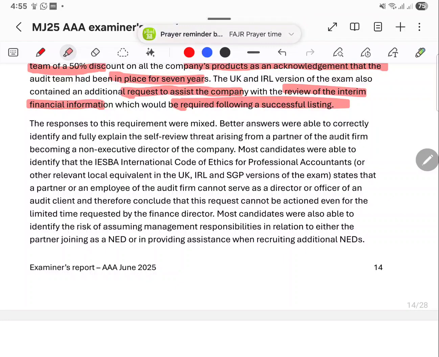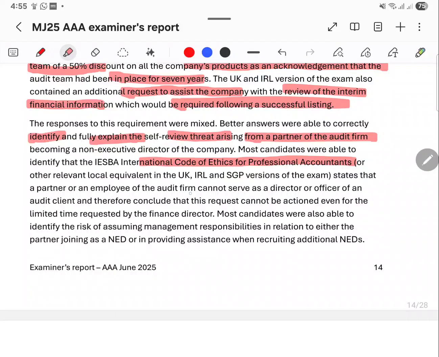Better answers were able to correctly identify and fully explain the self-review threat arising from a partner of the audit firm becoming a non-executive director of the company. Most candidates were able to identify the IESBA Code of Ethics for Professional Accountants, which states that a partner or employee of the audit firm cannot serve as a director or officer of an audit client. Therefore, they concluded this request cannot be actioned, even for the limited time requested by the finance director.